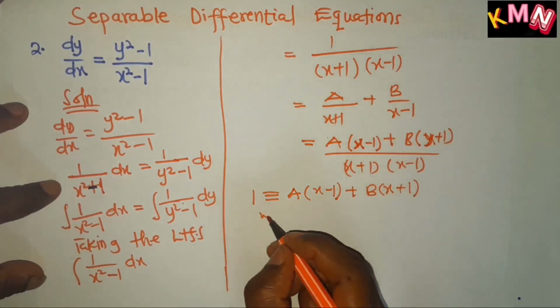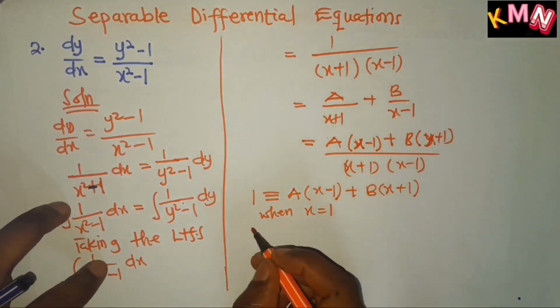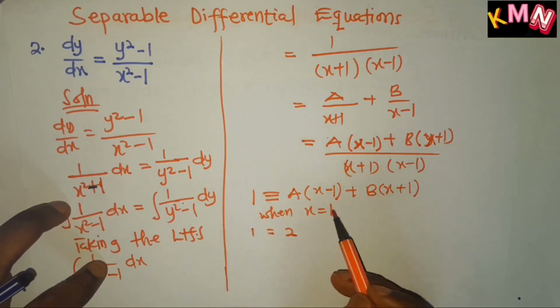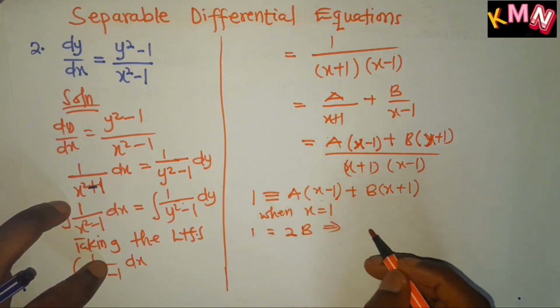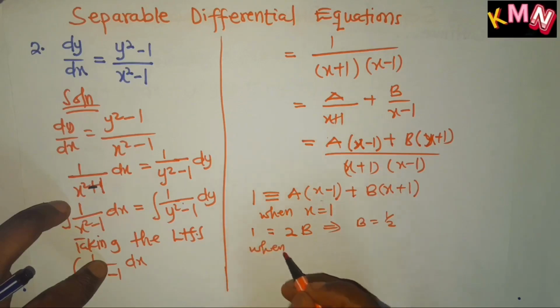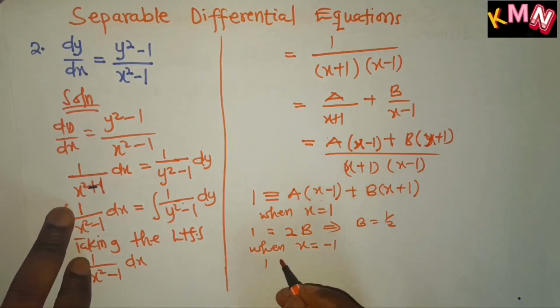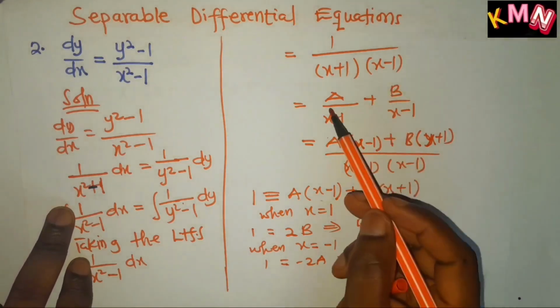So we can say that when x is equal to 1, we are getting 1 equals 2b. So if x is 1, all of this goes to 0, and we are getting 1 equals 2b, which will give us b equals half. Then when x becomes negative 1, we are getting 1 equals negative 2a, which will give us a to be negative half. So now we have our a and then b.